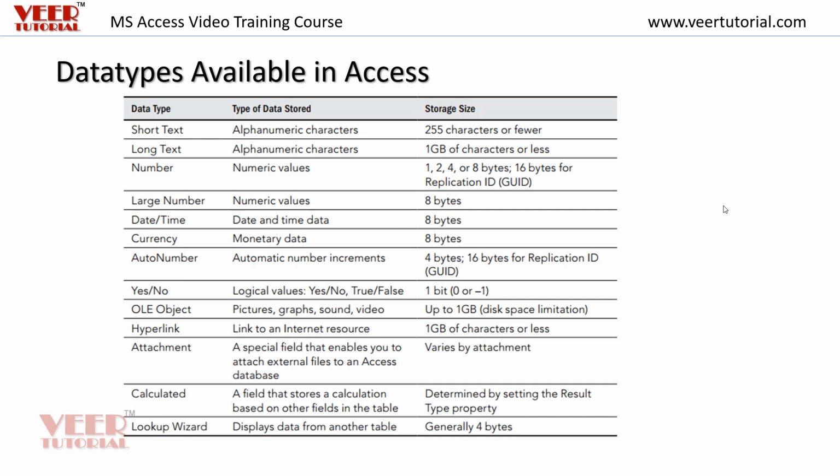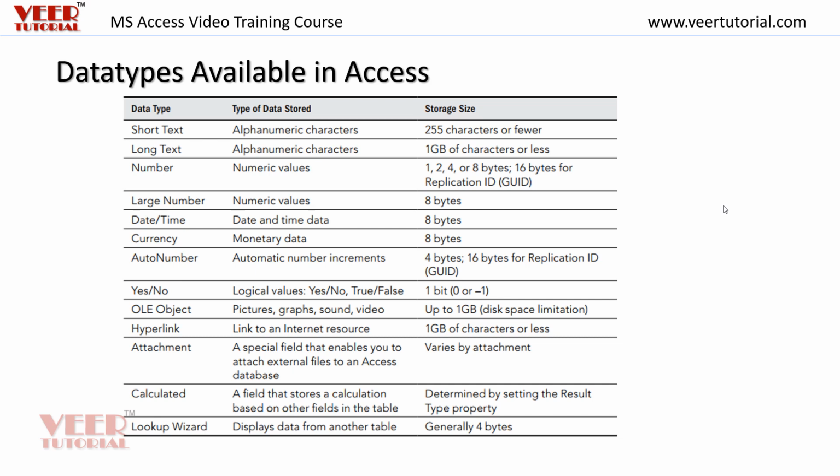After creating the table and assigning the field name, we have to assign the data types. First, we need to understand what kind of value we are going to store in this field. Then, according to the value, we will assign data types. There are 13 data types available in Access.